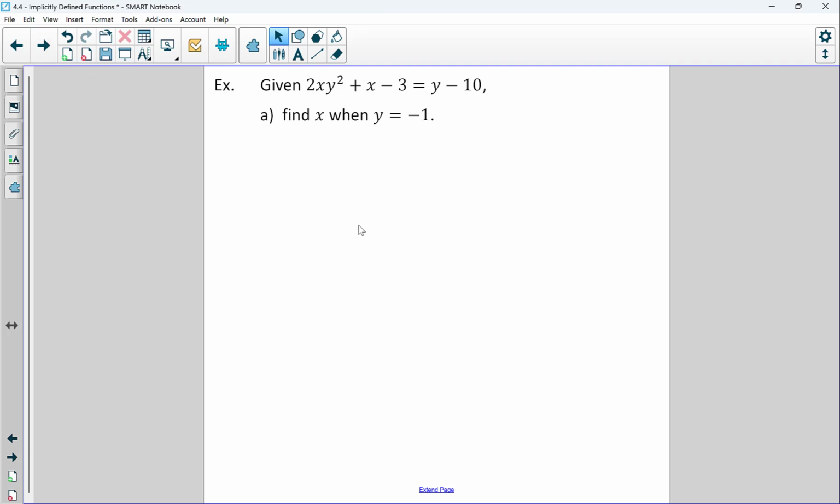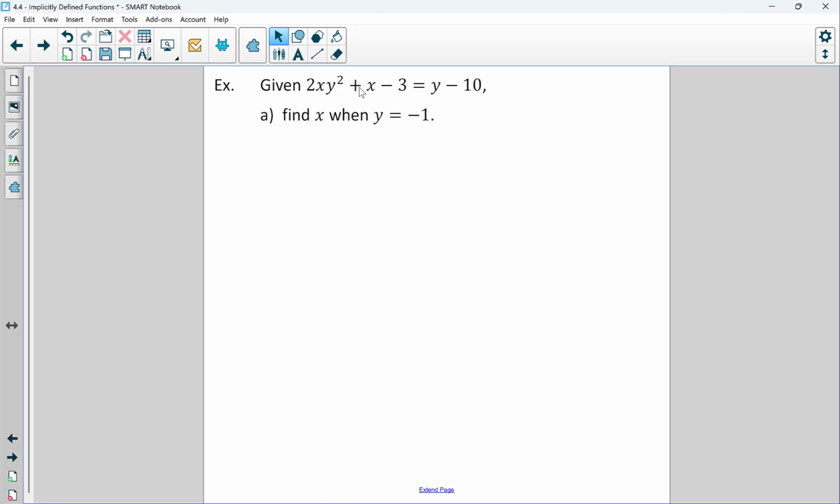Consider, given 2x² + x - 3 = y - 10. Here we have an implicitly defined function because we have all the x's and y's mixed together. I could start by thinking, okay, how do I rewrite this as y as a function of x or x as a function of y? Or I could just not, because it really doesn't matter. Find the value of x when y equals -1.